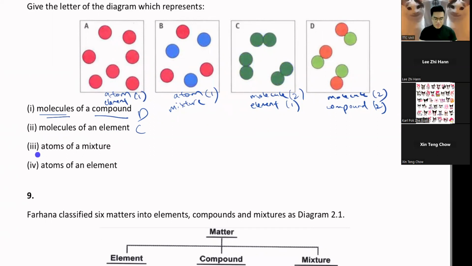Okay. Atoms of a mixture. Atom means they are 1 alone. Mixture, because they don't become friends. There's 2 colors here. So B. Atoms of an element. Atom means 1 single alone. Element means 1 type. There's only red color here. So this is your atom of an element.